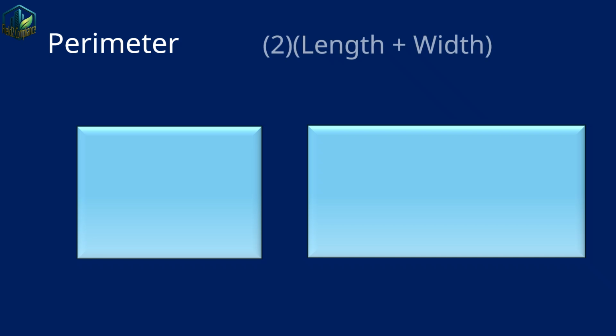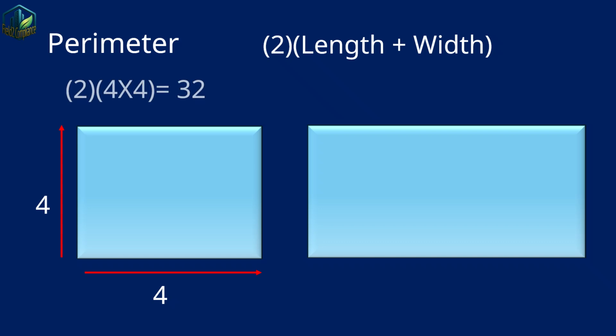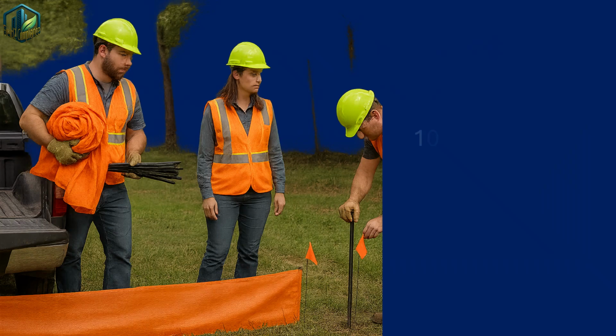The perimeter is the total distance around a shape. For rectangles, it's 2 times length plus width. So for the square, 2 times length plus width, which is 8, equals 16. And for the rectangle, 2 times length plus width, which is 6 plus 4, equals 20. A 10 by 6 rectangle has a perimeter of 32 feet. Think of it like measuring how much fencing or silt fence you'll need around a site.